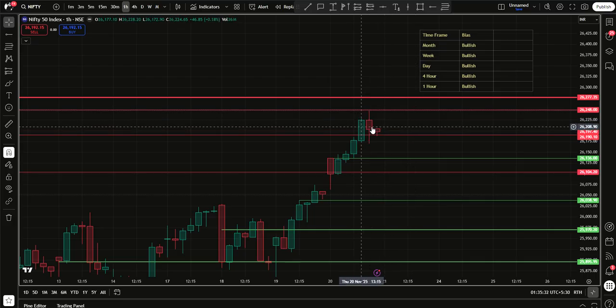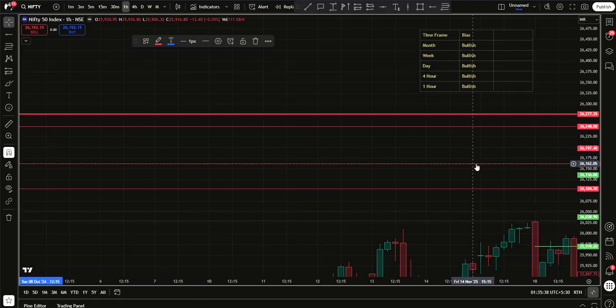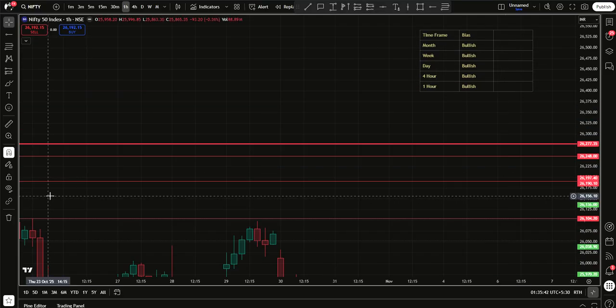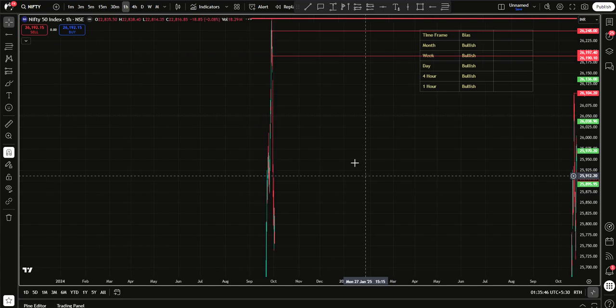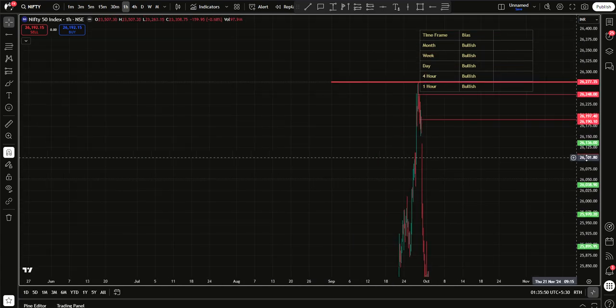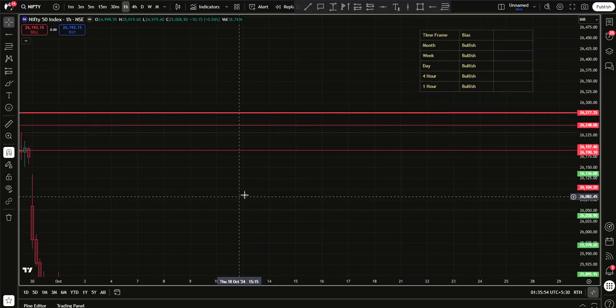I can actually show you why these lines were drawn. If I just go all the way back in time to the previous ATH, that is where these lines come from. So these were not drawn yesterday during the pre-market analysis, these were drawn today.